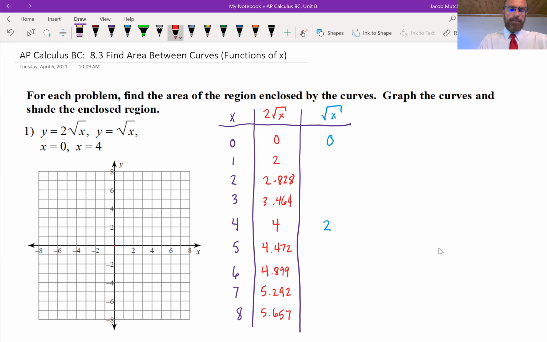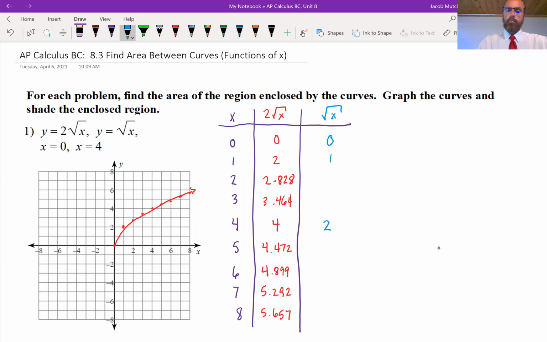So I'm going to graph here starting at 0, 0, 1, 2, 2, 2.8, 3, 3.4. I'm sorry, 4 is exactly 4. 5 is 4.472. 6 is 4.899. 7, 5.292. And 8 is 5.6. So definitely we see that stretched square root curve. And then let's finalize our table for the lower function, the square root of x.